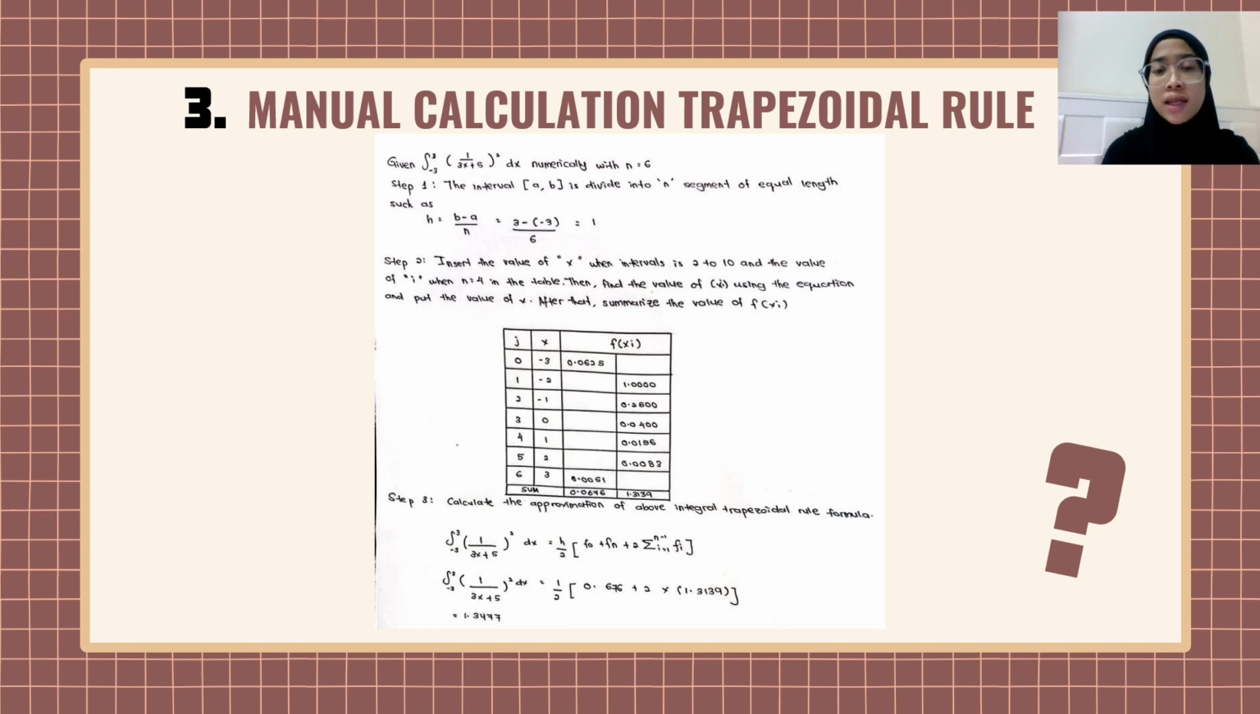This is a table, and the answer we got using calculator mode 9 is a table. The sum for the f0 is 0.0676 and for the fi is 1.3139. So step 3, calculate the approximation of the above integral using the trapezoidal rule formula, and the final answer is 1.3477.